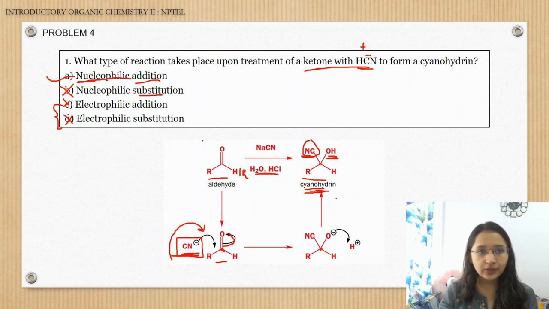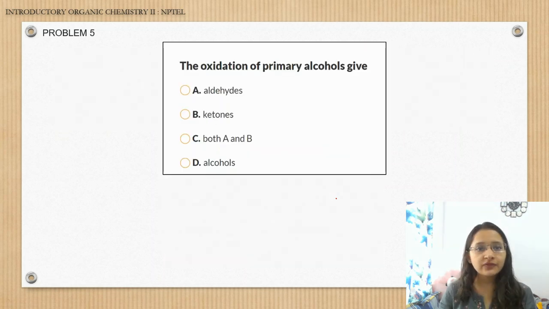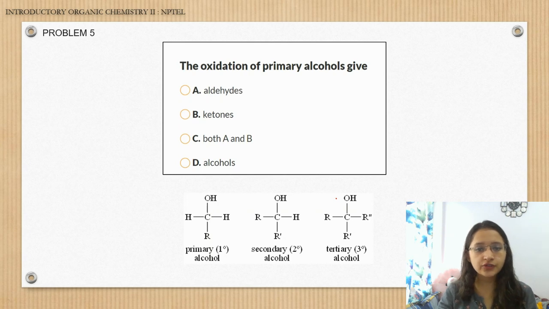So I'm going to problem 5. In problem 5, they are asking, the oxidation of primary alcohols gives what? We have seen the reduction of ketones to form alcohol in the previous case, in question number 2, right? Now they are asking what happens when an oxidation of a primary alcohol takes place. The structure of a primary alcohol is this. In this primary alcohol, one R group is present on the carbon and the other two are hydrogens.